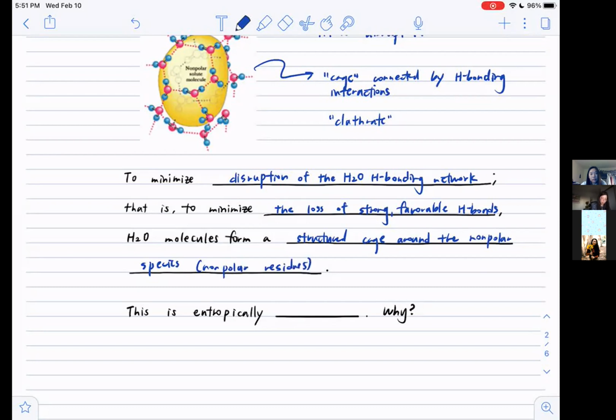Okay, and so can you answer in the chat whether you think the addition of a nonpolar solute molecule and this formation of a structured cage of water molecules would be entropically favorable or disfavorable? You can just type favorable or disfavorable in the chat, I guess. So I'll wait a few moments for someone to write in the chat.